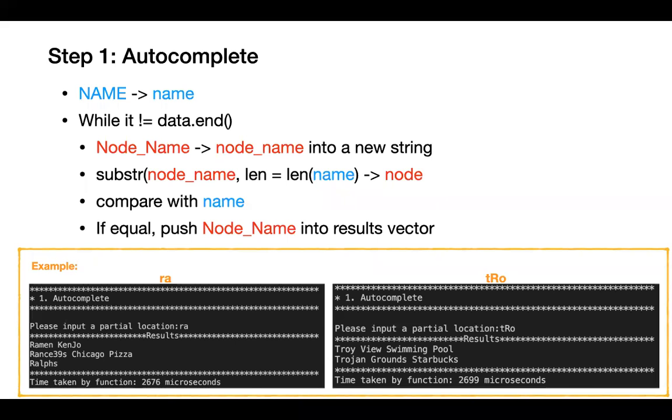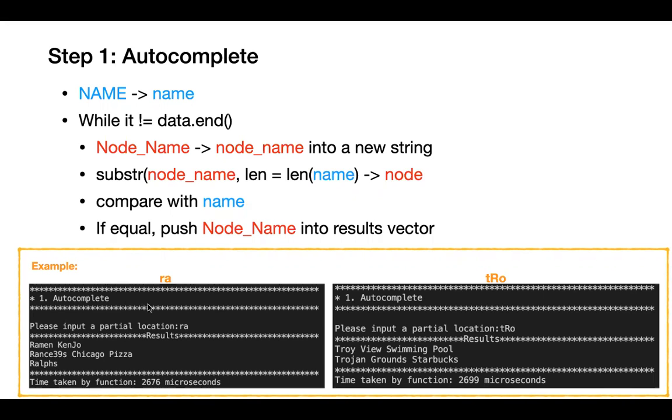The first step is autocomplete. What we did is we take the input name and transfer it to lower case. Then we traverse all the data points, find those with a name, transfer those names to lower case and store them in a new string. Then we substring this name to the length of the input and compare if it's the same as the input name in lower case. If it's equal, we push the original name into the result vector.